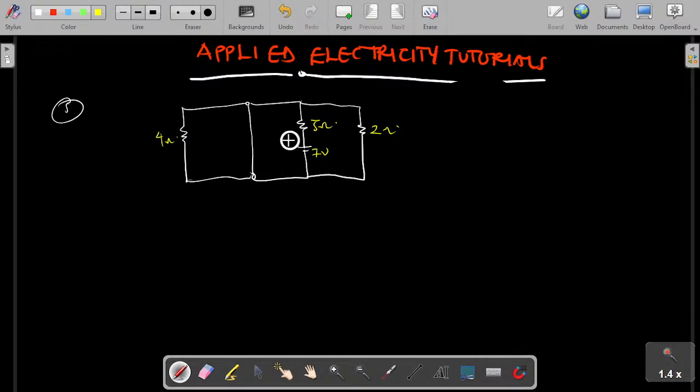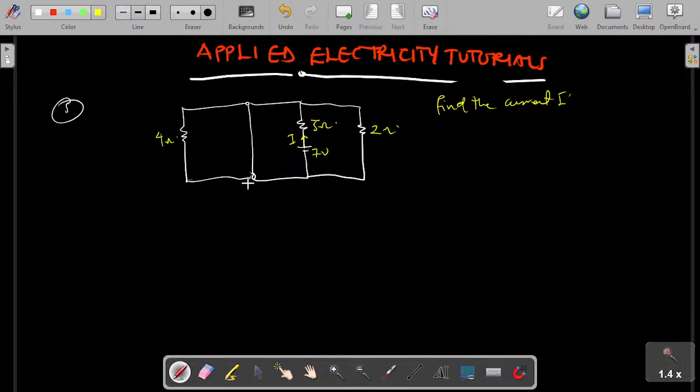So we have to find the current I of this circuit. So how do we find the current I? To find the current I of this circuit, let's analyze this circuit well.